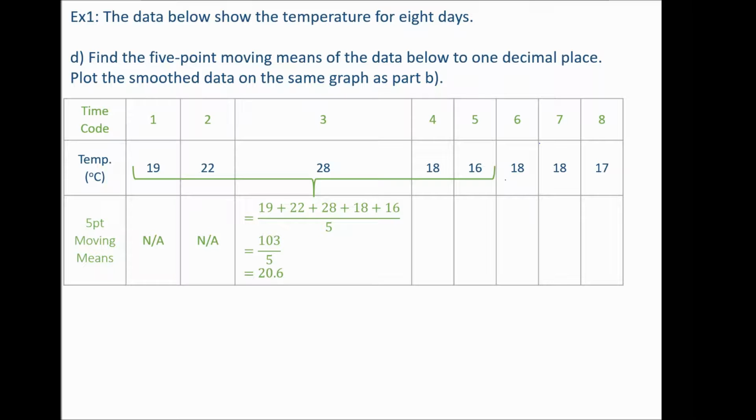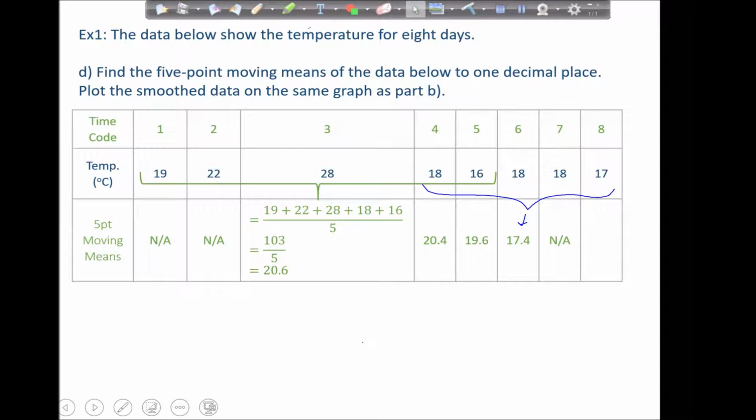I repeat the process for the next group of 5. So I find the average of 22, 28, 18, 16, and 18, which is 20.4. I go to the next group of 5, next group of 5, and then I run out. Because if I do this group of 5 here, that belongs at time code 6, so I'm left out for time code 7 and 8. So those are both left out, hence are left as an A.